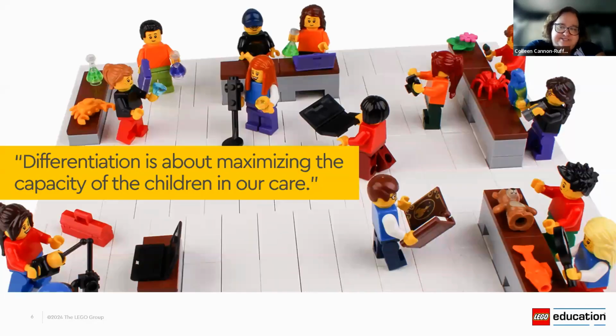Carol Ann Tomlinson says in her book, How to Differentiate Instruction in Academically Diverse Classrooms, that differentiation is about maximizing the capacity of the children in our care. It's about optimizing their learning experience so we can make sure that the educational experience they get really is the best possible experience. So how do we shift from a one-size-fits-all approach to a more differentiated approach that fits the academically diverse classroom that we're teaching?